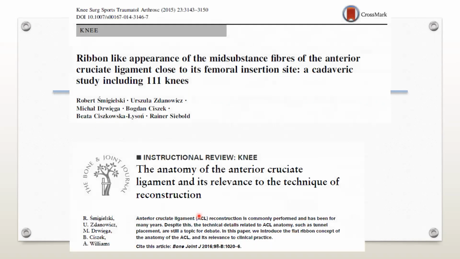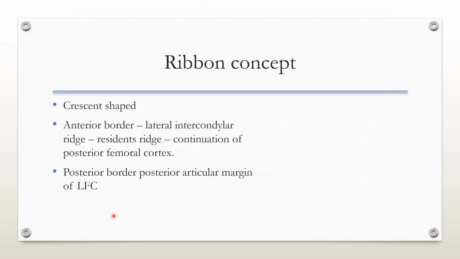So just a few words about the ribbon concept. This was based on the cadaveric study by Robert Smigelski, published in the Journal of Knee Surgery, Sports Traumatology, Arthroscopy in 2015. And they further followed up this proposed anatomy and did ACL reconstruction based on this, published in JBJS in 2016 by the same authors.